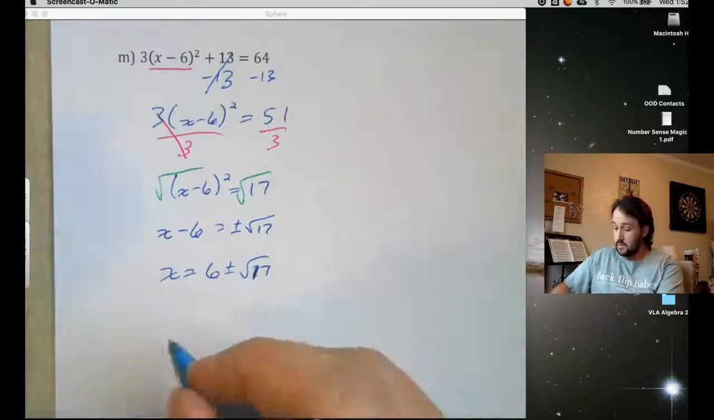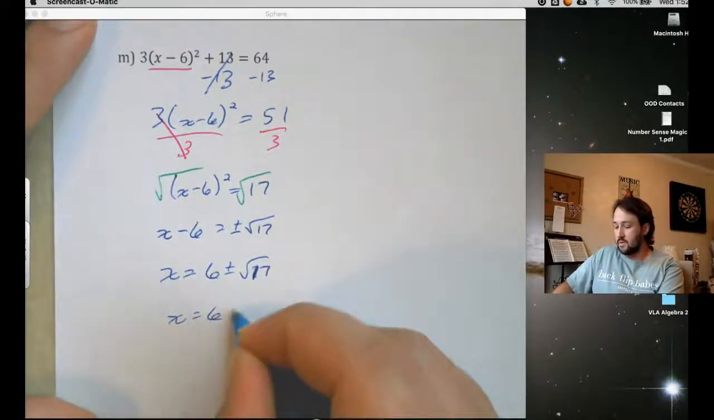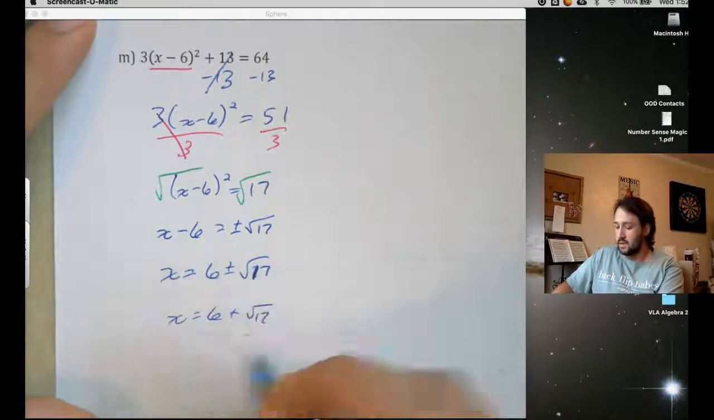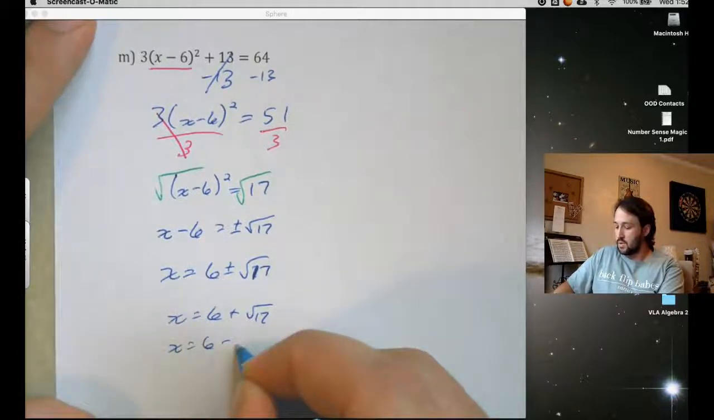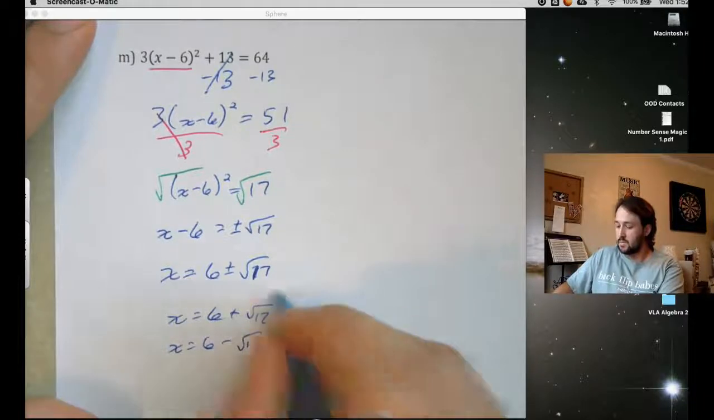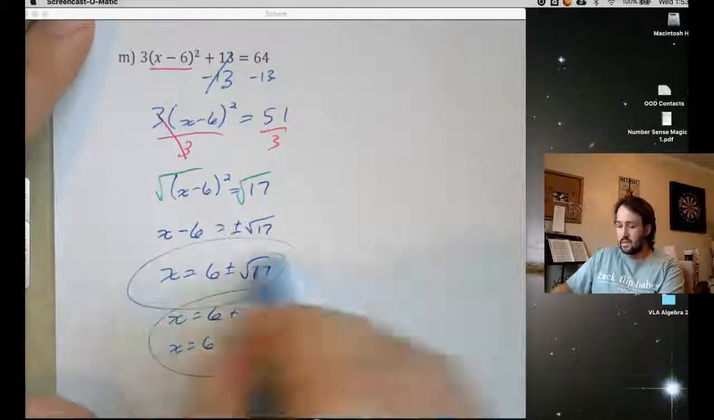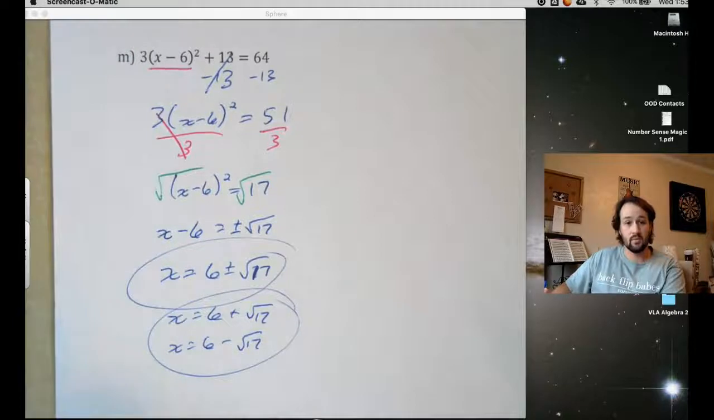And again, don't forget, Apex will write this. I know I've said it like 3 or 4 times, but I'm just trying to make sure that it gets in your head. They could say x equals 6 plus root 17 and x equals 6 minus root 17. Those are your answers. This is how you can write it in the classroom, and it'll be perfectly acceptable as well.